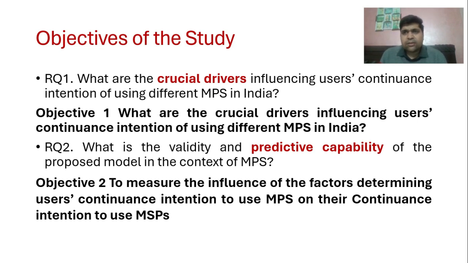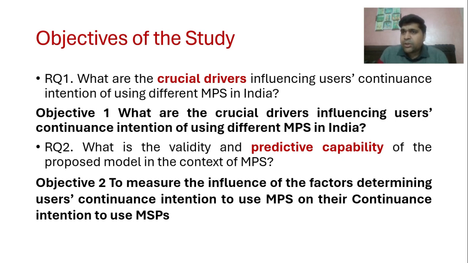The aim of the study is written in different forms, but in projects we write objectives like this. Objective 2 is to measure the influence of the factors determining users' continuous intention to use MSP on their continuous intentions to use the MSPs. I know there is an overlap and a repeat use of the same terms, but sometimes we make the objectives like this also, so don't worry about that.